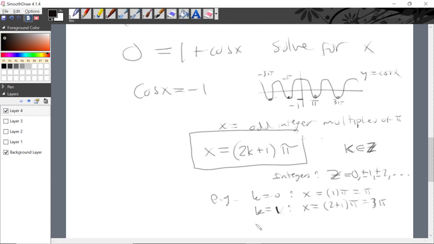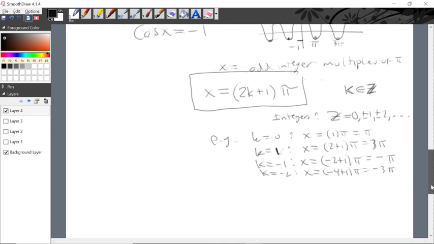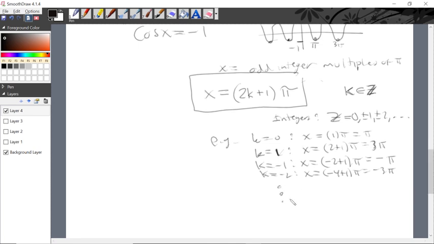This one right here. If k was equal to -1, we would be saying x is equal to -2 plus 1 times pi, which in other words is negative pi. That would be this one right here. And if k is equal to -2, then x is equal to -4 plus 1 times pi, which is -3 pi, which would be this one right here. And so on, etc.